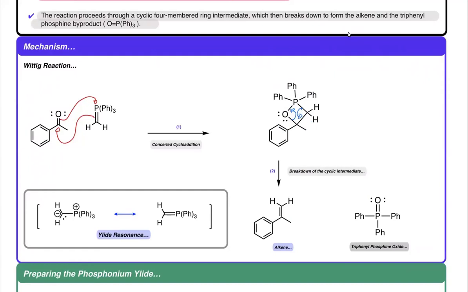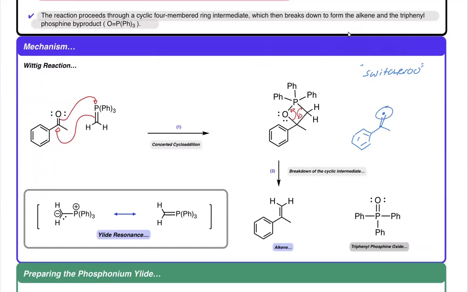Now, that's the mechanism. I don't find the mechanism to be particularly helpful when predicting the product of a Wittig reaction. Rather, I like to think about this reaction as a classic switcheroo. And we'll do more examples after this one, but what I would have you do to predict the product of your Wittig reaction is draw your structure of your aldehyde or ketone. And then I want you to hold off on drawing the oxygen. Imagine still having a pi bond there, but hold off on drawing the oxygen.